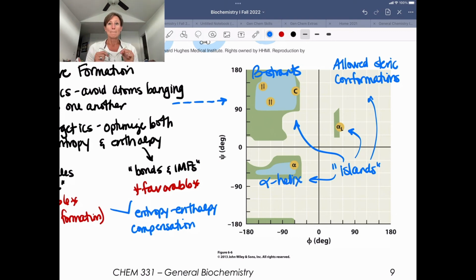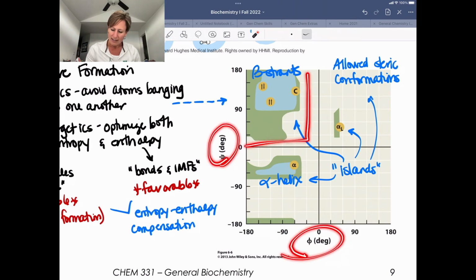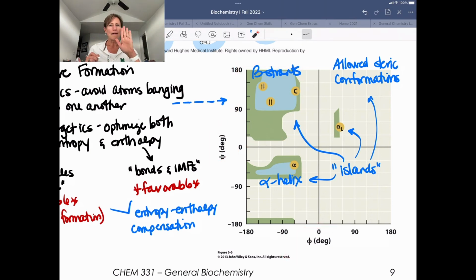Okay, so beta strands are our zigzags. So that's going to be a certain set of allowed phi and psi angles that allow you to live on this island where you're not having atoms bang into one another. Now, if you want to make a coil, you have to shift the kind of angle that you have. And so you're going to have a repeating angle that's in a different conformational space, but it's allowed because things aren't banging into one another. And at the end of the day, that's what a Ramachandran plot is.